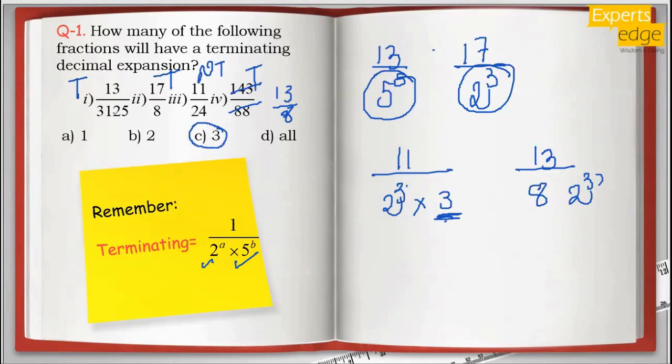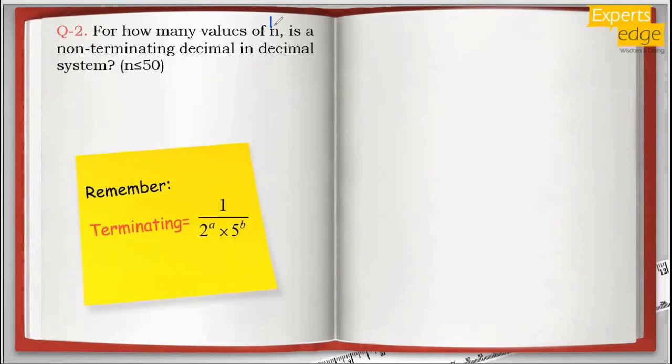Let's take a tougher question on this. How many values of 1 by n is a non-terminating decimal in the decimal system? So we don't have any direct method for non-terminating, right? So to find non-terminating numbers, what we can do is, we know the total numbers are 50.